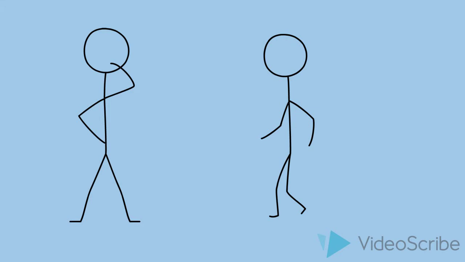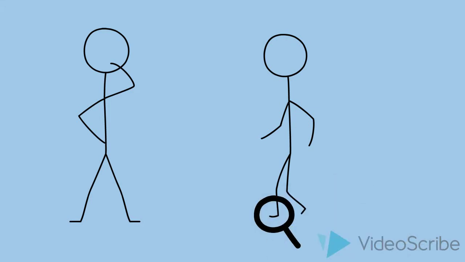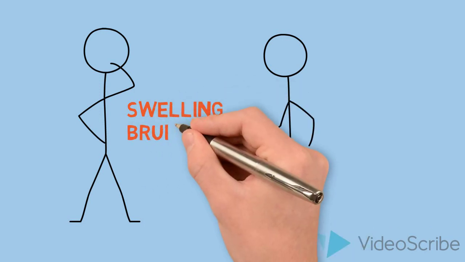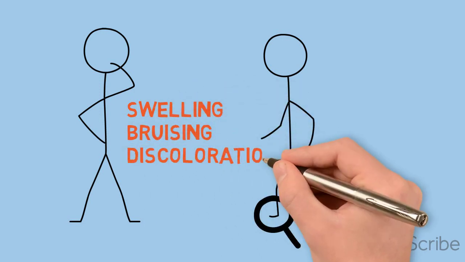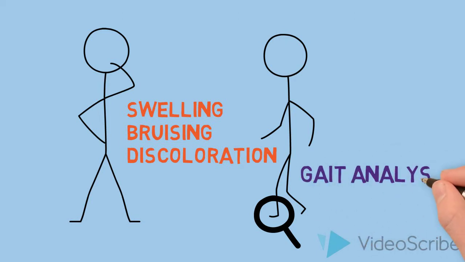Now we enter the observation phase. First, I'll examine the site for swelling, bruising, or discoloration, and have the patient stand up and walk and, if they can, note any gait abnormalities.